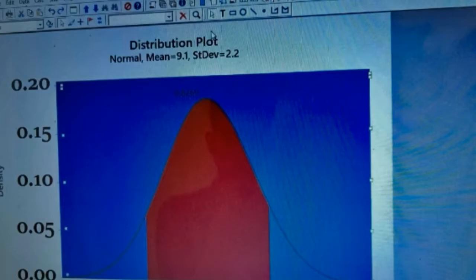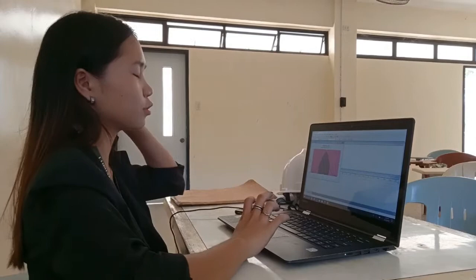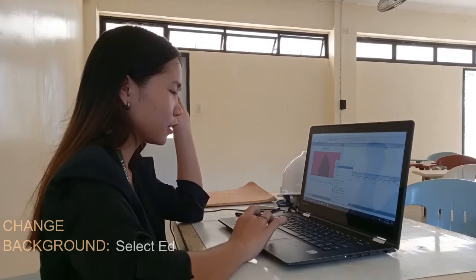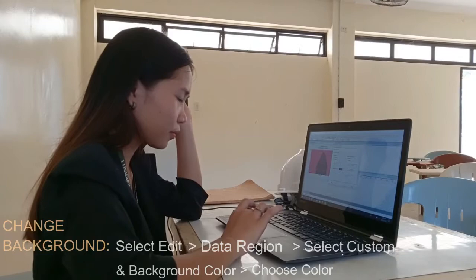So as we can see, we already have the result of this distribution plot. All we need to do now, if you want to change the background for example, is select the data region, then select custom and background color, then choose the color you want. And then enter. Okay, so those are the changes.